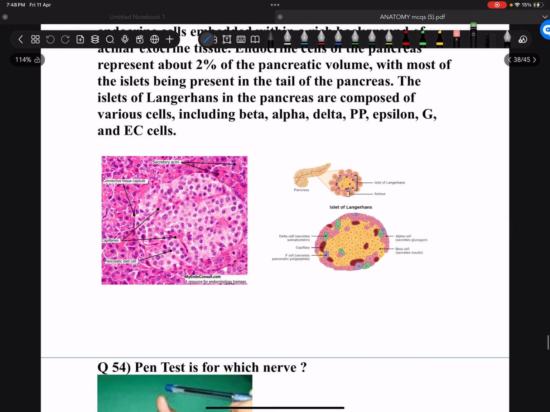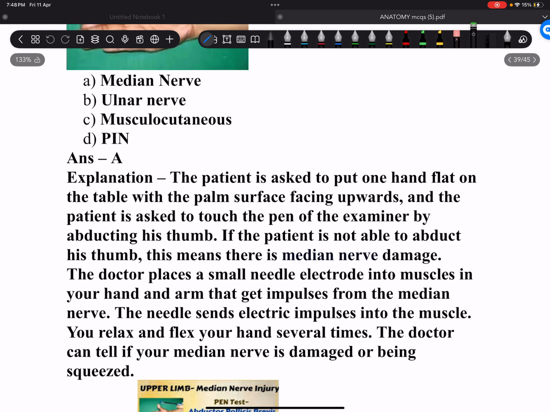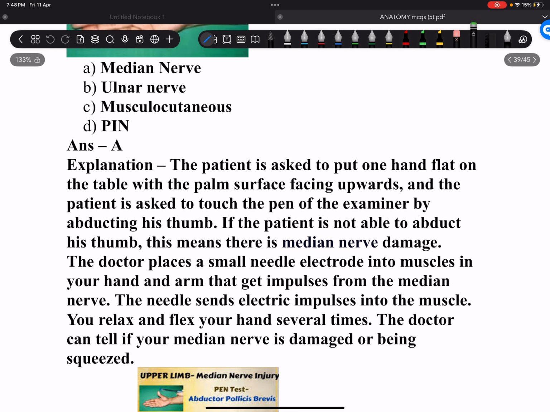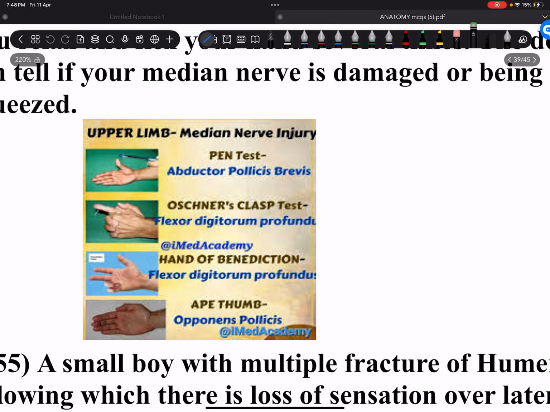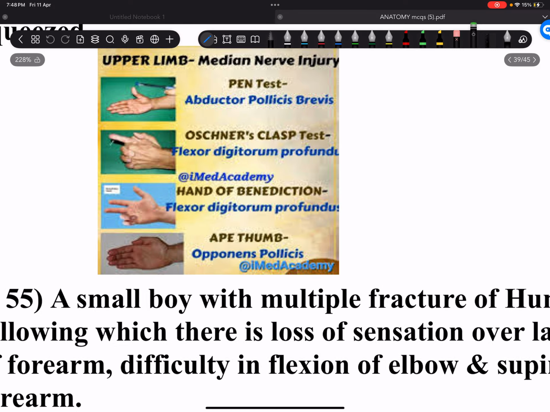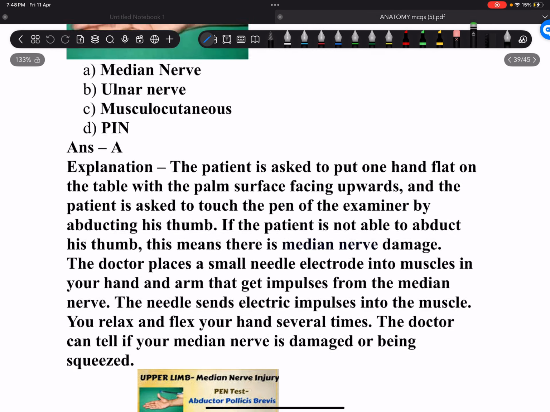Okay, let's see another question. Pen test is used for which nerve? You know this. Pen test: abductor pollicis brevis. Ochsner's clasp test: flexor digitorum profundus. Hand of benediction: flexor digitorum profundus, opponens pollicis. So I have covered a lot of things with the description part. You have to go through this.